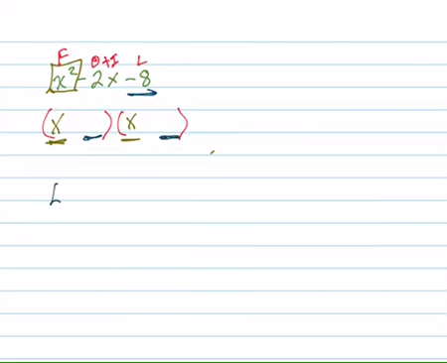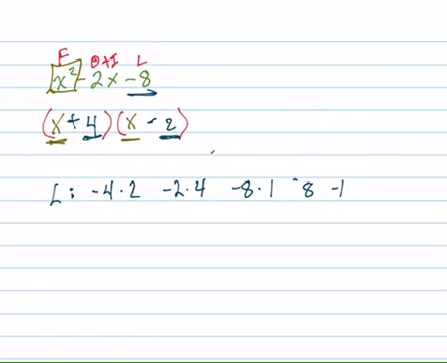So how many ways can I break up -8? It can be -4 and 2, it can be -2 and 4, it could be -8 and 1, it can be 8 and -1, and then I could flip the signs on all those as well. But basically it's either 2 and 4 and the negatives might switch around. So let's just guess and check. Let's guess 4 and 2, and let's make this negative and this positive.